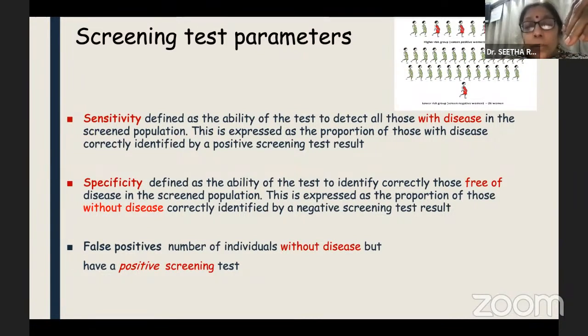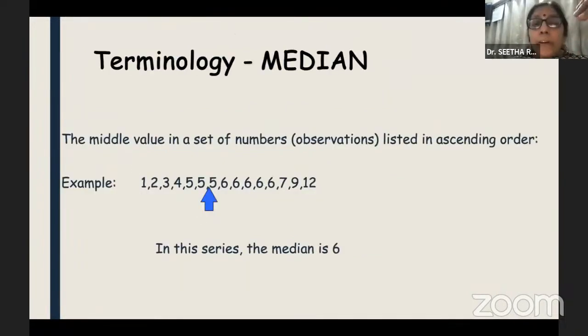This is what a false positive is: individuals without the disease who have a positive screening test. Whatever tests we do, and whichever biomarkers are added, it is mainly to reduce the number of false positives, so that we can increase the sensitivity of a particular test and give it the best detection rate.